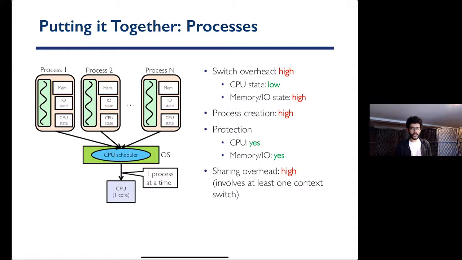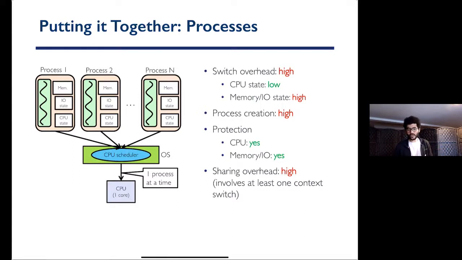Now, when it comes to protection, we have really good protection in this model because we are implementing memory protection. Each process has its own memory region. And even if they want to talk to each other, it's going to be through the operating system. So memory protection and CPU protection are granted. Sharing overhead is high, as we discussed, because it requires the operating system to get involved, set up files, or set up memory regions, or set up mailboxes for communication. So it involves the operating system.